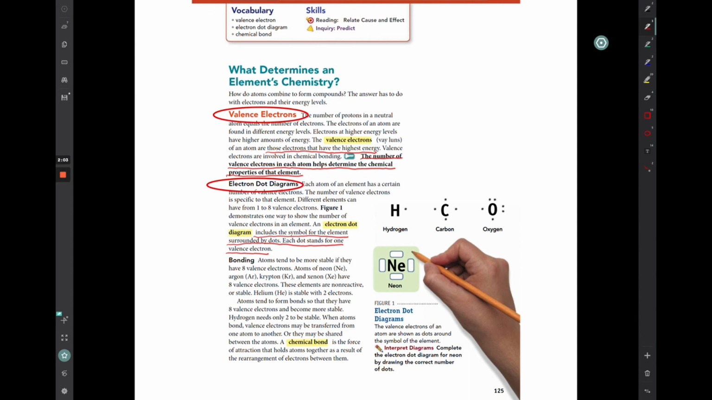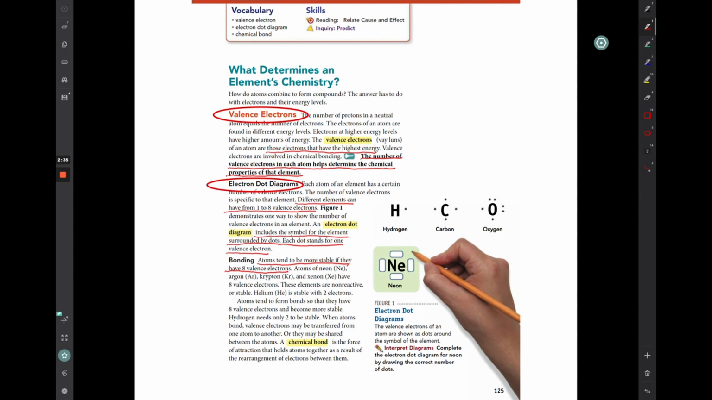Before we start looking at how we're going to draw these, atoms will tend to be more stable if they have 8 valence electrons. We will see later that the number of valence electrons can be anywhere from 1 to 8. Different elements can have from 1 to 8 valence electrons. Because of the way that the electrons fill in these energy levels, you will only have 1 through 8 as the last, or valence, electrons.